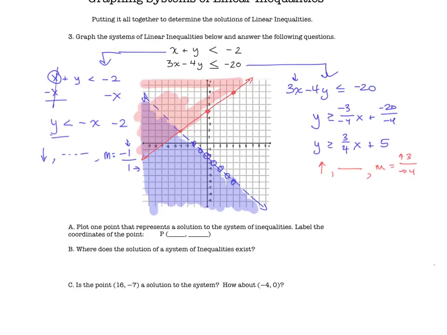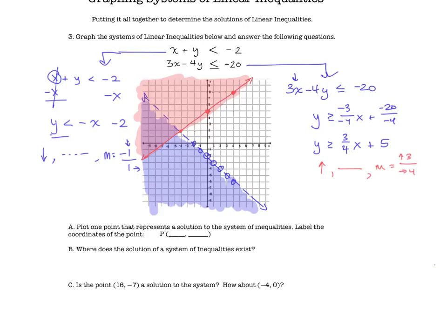So shading, shading, shading, shading. Now, systems. So let's talk about this idea of systems. And systems means you must have points or solutions that satisfy both inequalities.